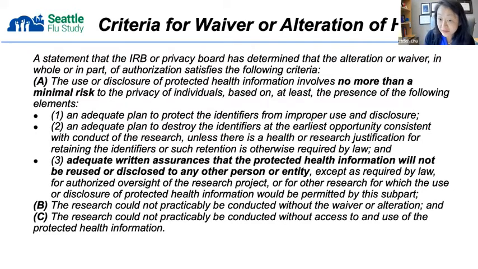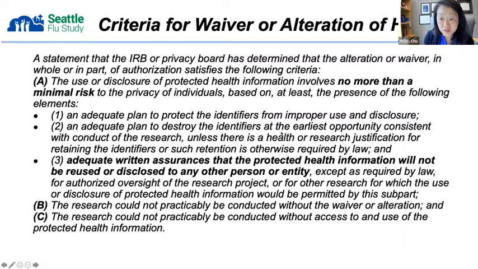And so these are the criteria you have to meet for you to be able to obtain a waiver of informed consent. So there needs to be no more than minimal risk to the privacy of individuals. And then you have to have a plan. You have to have a plan to protect the identifiers from improper use and disclosure. You need to have a plan to destroy the identifiers at the earliest opportunity.